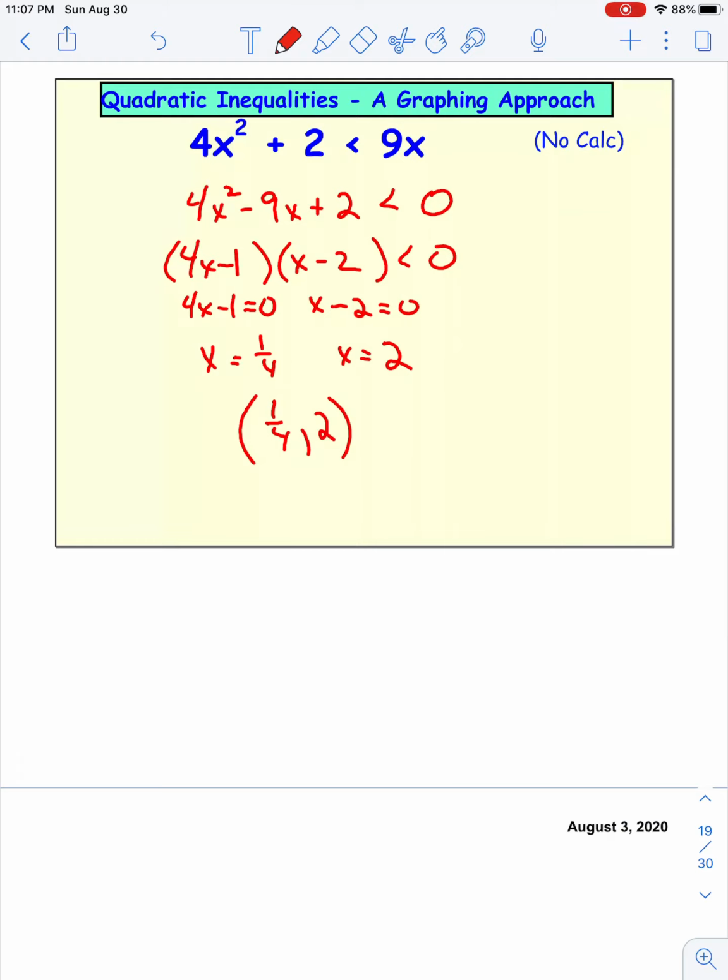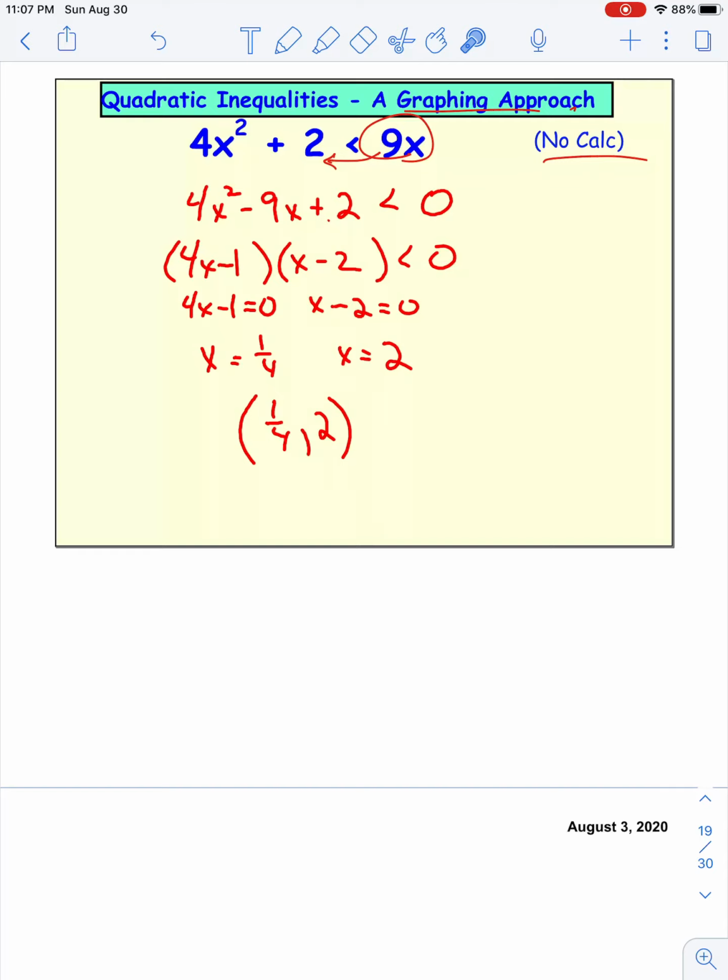The next one, we have a little more work to do. And again, we're using a graphing approach, but no calculator. So first thing we have to do is get everything over on one side so that it's a quadratic and it's set less than or greater than or equal to 0. So we have the quadratic less than 0 when we take the 9x to the left. We factored it into the two factors that you see here and solve for x. x equals 1/4, x equals 2 is what you do when you set those equal to 0. Now, obviously, this is an inequality, but why did I set them equal to 0?